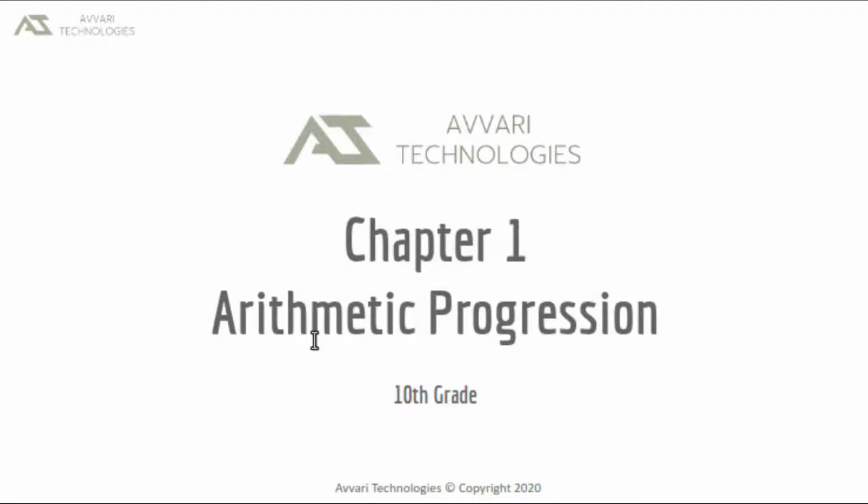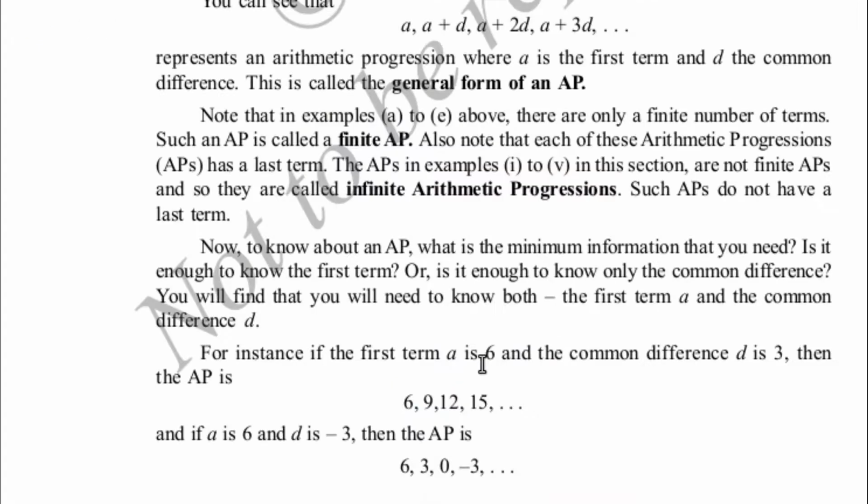Hello students, welcome to the series of mathematics lessons. There are two types of arithmetic progressions. The first one is finite arithmetic progressions. Second one is infinite arithmetic progressions. First we will concentrate on finite arithmetic progressions.